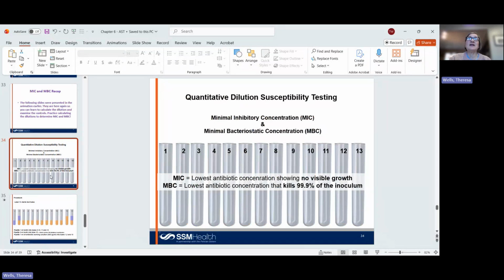And typically, it's the type of antibiotic that will represent either bactericidal, which will kill the organism, or bacteriostatic, which just inhibits the organism, and the immune system will take care of the rest. So minimal inhibitory concentration, the MIC, versus the MBC, which represents the lowest antibiotic concentration that will kill the organism.